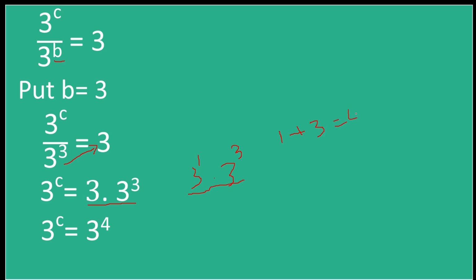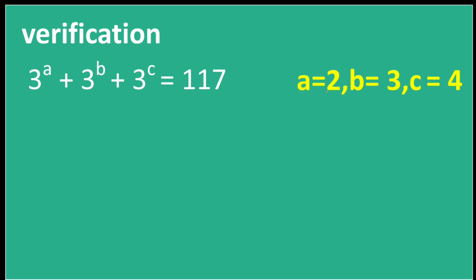So therefore we can add these 3 and 1. Here basically it is 1, so 1 plus 3 equals 4. So again we have the same bases, and therefore we can compare the powers. So it means that c equals 4. So now we have the values of a, b, and c. Therefore we will verify the question. So this was the given question, and now we will put the values of a, b, and c in this equation, and check whether it satisfies the conditions or not. So we have a equal to 2, b equal to 3, and c equal to 4. And now we will put these values over here.